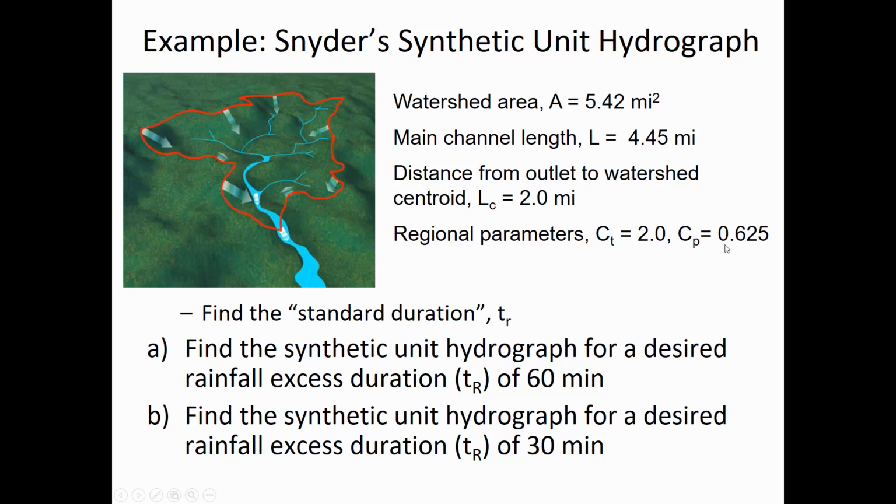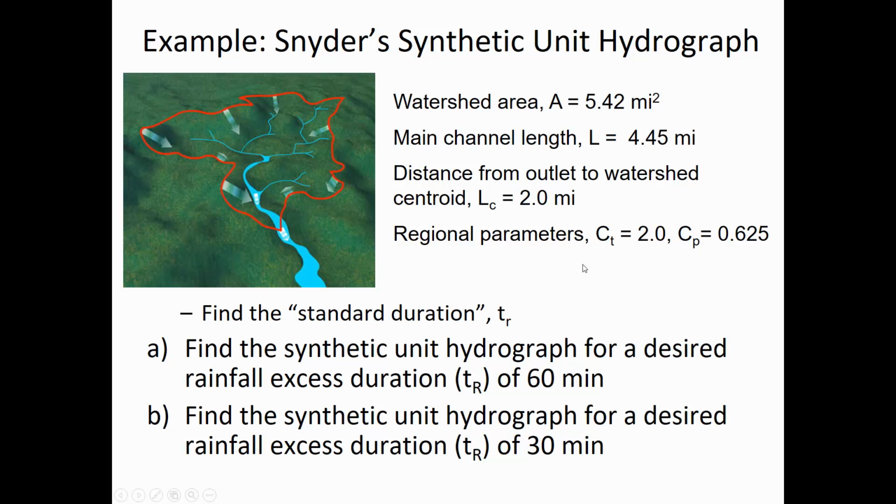Now these regional parameters are just strictly empirical factors that were developed over time when Snyder's method was being produced, and based on where you're located, that would just be given data.